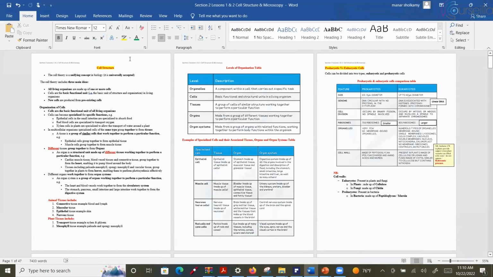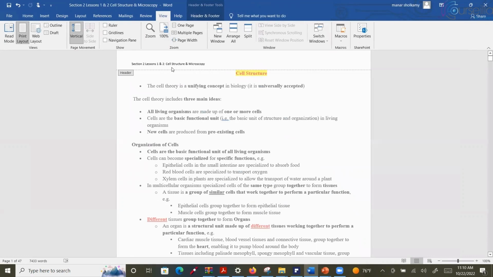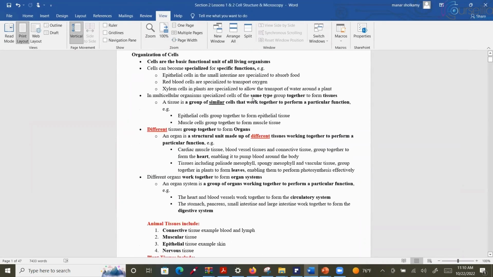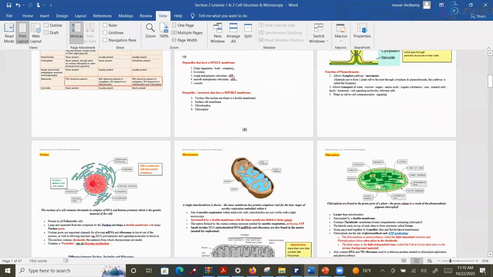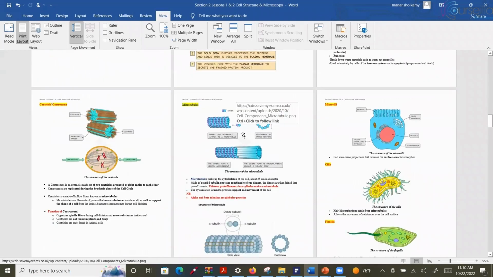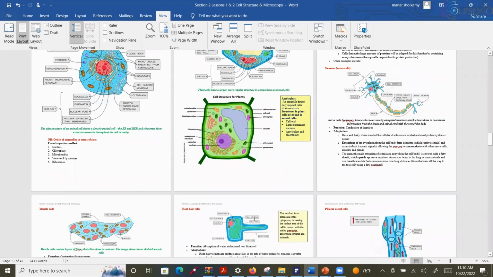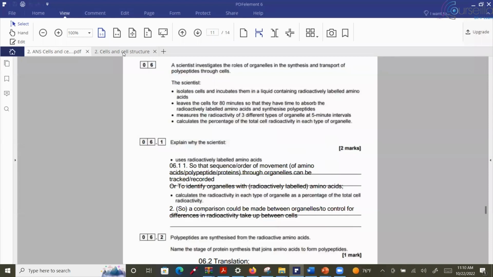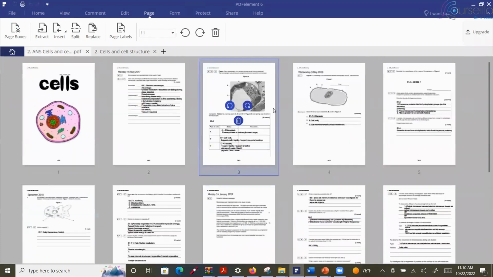You will have here in the header where you are at the moment, like this is section 2, lesson 1 and 2, cell structure and microscopy, and the body of the notes will look exactly like that. Okay? So for the lesson cell structure and microscopy, I'm showing you a sample of how things will look. These are the notes. This is the classified for that lesson, the empty version. And this is the classified with the answers within the body of the question. And every other lesson will look the same.